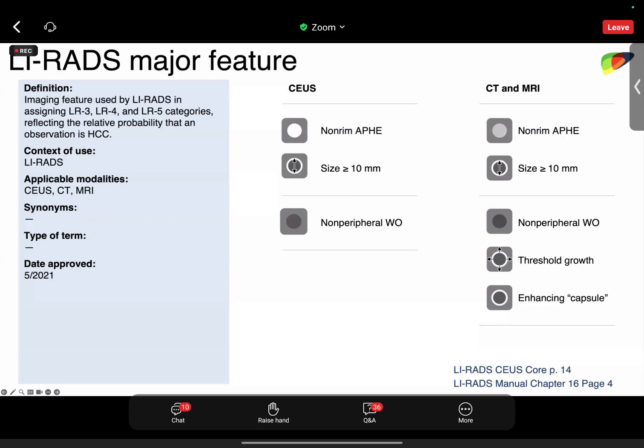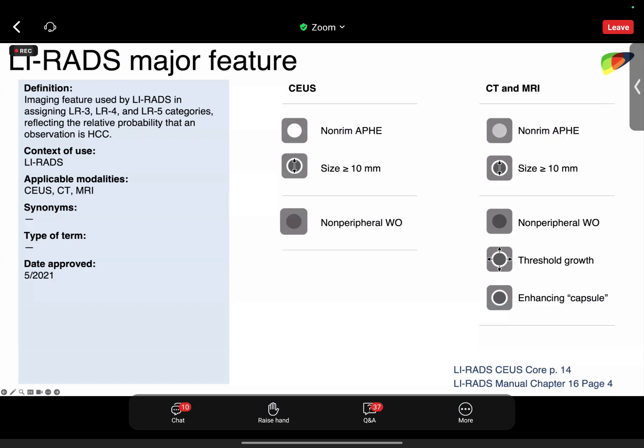For example, the LI-RADS major features refer to imaging features used by LI-RADS in assigning LR-3, 4, and 5 categories, reflecting the relative probability that an observation is an HCC. And then on the right-hand side, we include either a schematic or sample cases that illustrate the concept, along with references to the content at the bottom. So you can see that for CEUS, this includes non-rim APHE, size equal or larger than 10 millimeters, and non-peripheral washout. The major imaging features are the same for CT and MRI, plus threshold growth and enhancing capsule.